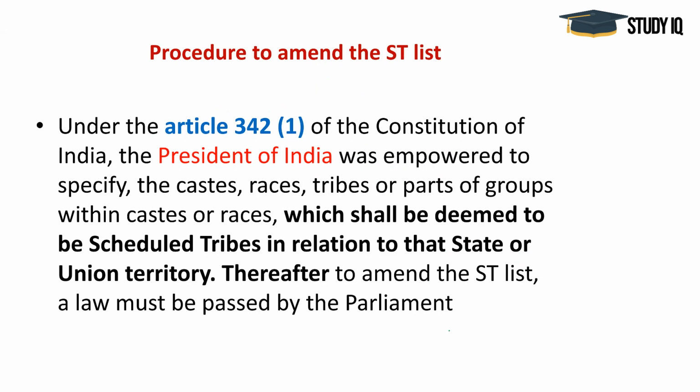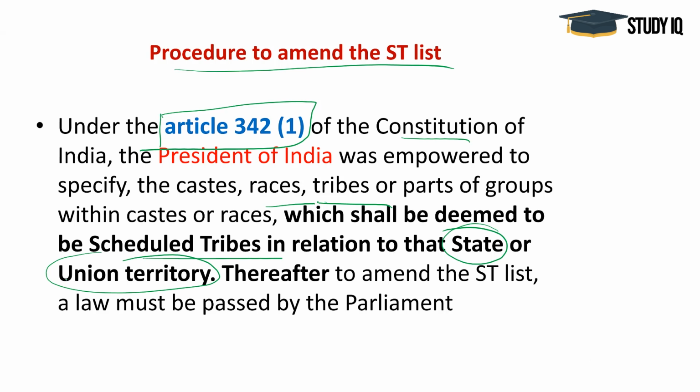So let's see what will happen to the Ubin tribe now, because their name has not been found in the new ST list also. Now see, what is the procedure to amend the ST list? You need to remember Article 342(1) of our Constitution, where the President of India alone is empowered to specify which castes, races and tribes shall be deemed to be scheduled tribes in relation to different states and union territories. Therefore, if anybody wants to amend the list, a law needs to be passed by Parliament. That is important. You should know the procedure.